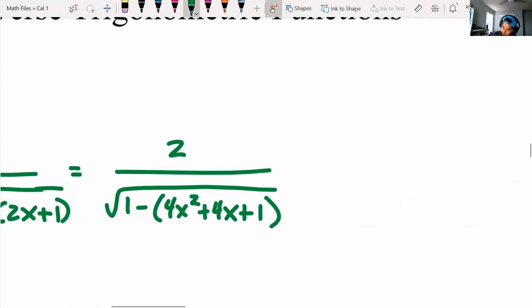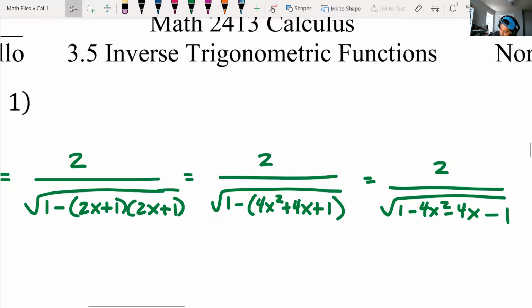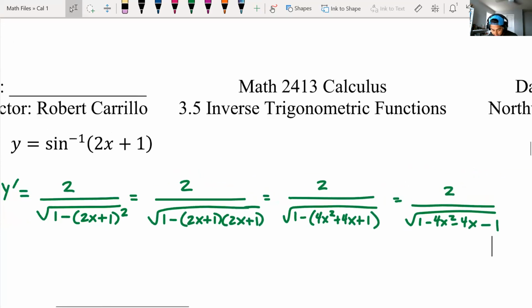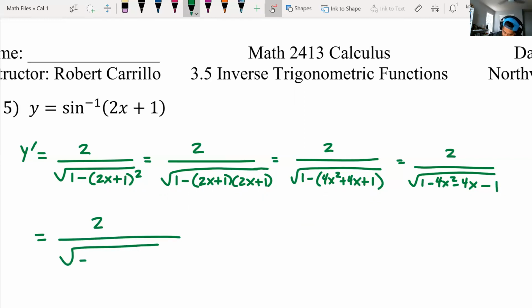Distribute that negative, and you get 2 over the square root of 1 minus 4x squared minus 4x minus 1, where on the inside, your 1s will cancel. I have the room. So now we have 2 over the square root of negative 4x squared minus 4x.